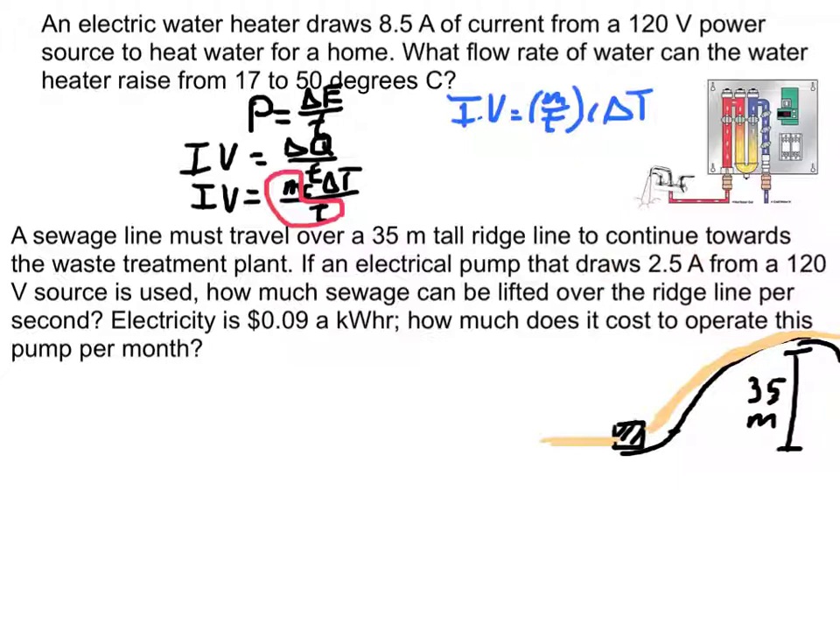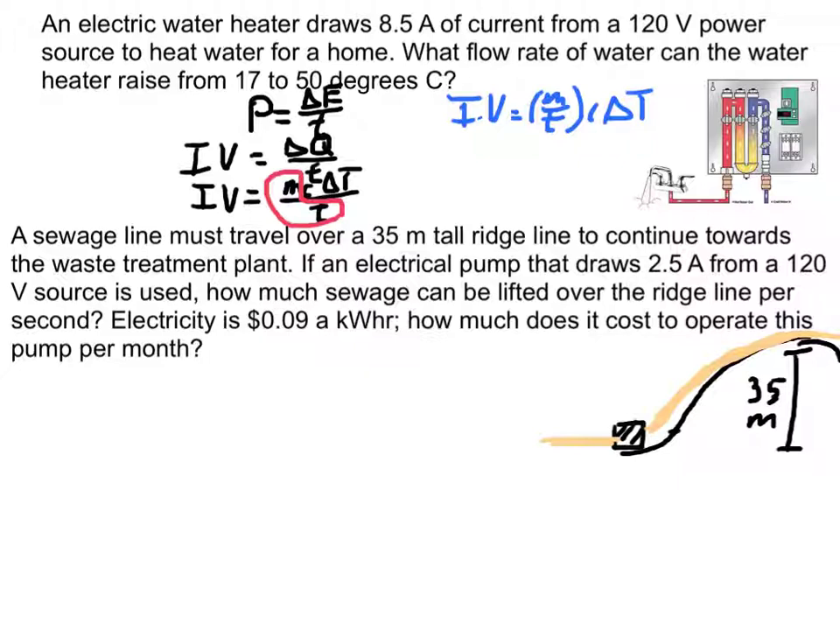And the pump that I'm going to use here draws 2.5 amps from a 120-volt power source. My question here first is how much sewage can be lifted over the ridge line per second? That would be a flow rate, if you catch that. And then the second question is going to be how much it costs based upon that amount of money per kilowatt hour. So let's start out looking for a flow rate.